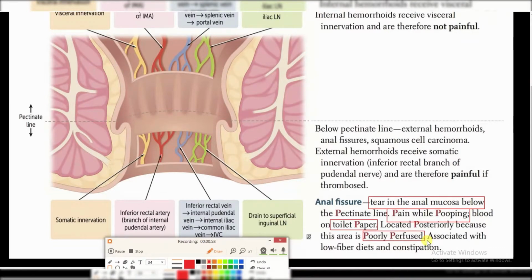It's basically associated with a low fiber diet and constipation, a person who has constipation and is taking a low fiber diet, right? So this is the one thing. Let's go to the next question. Okay, this is our next question.